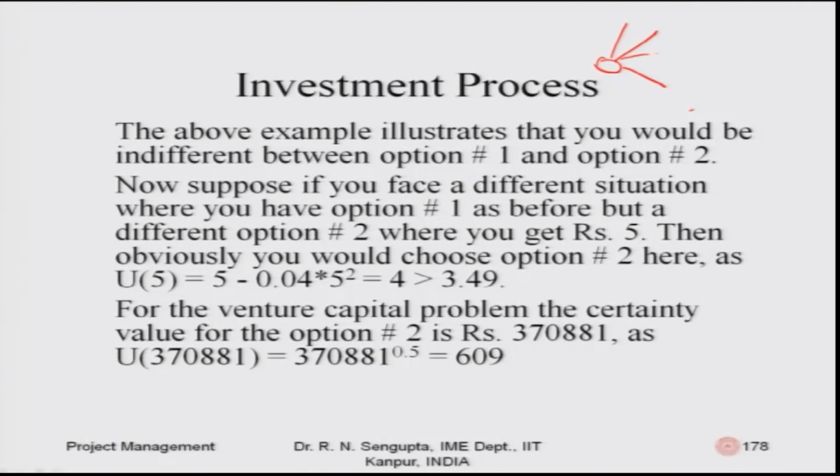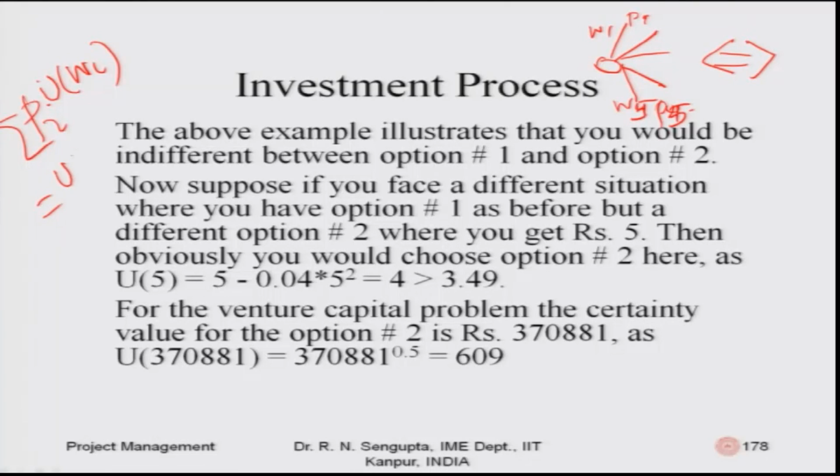So it had arms like this. They were giving me investments of W1, P1, then W2, P2, then W3, P3, then W4, P4, and W5, P5. So what I need to do in order to find its equivalent with a certainty value is to take Pi for i from 1 to 5 multiplied by U of Wi, which are the values I have, sum it up and equate it to the U value of C.